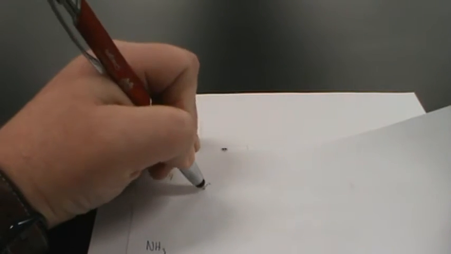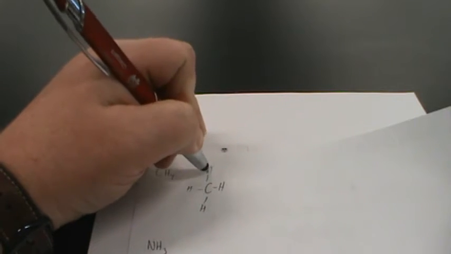All right, so let's look at some examples. Now I'm going to do this pretty quickly. Our first one is CH4. There's the Lewis structure for CH4, with a single bond going from the carbon to each of the 4 hydrogen atoms.